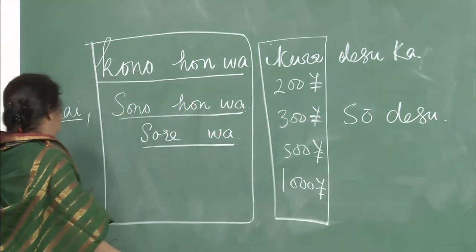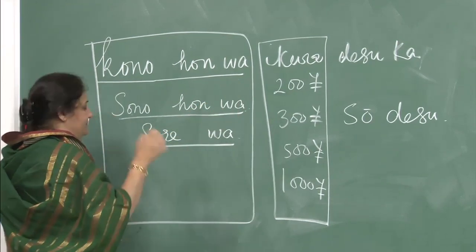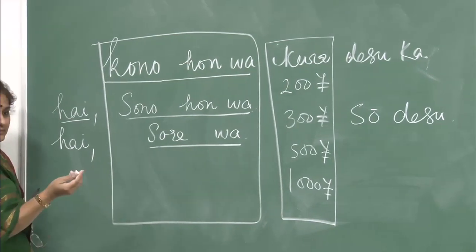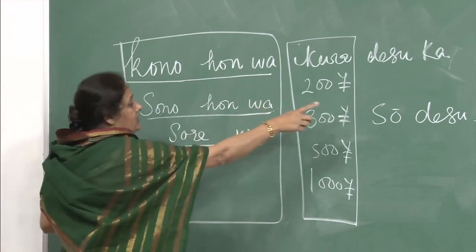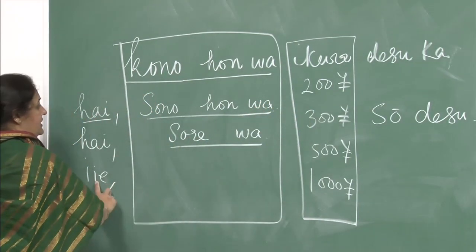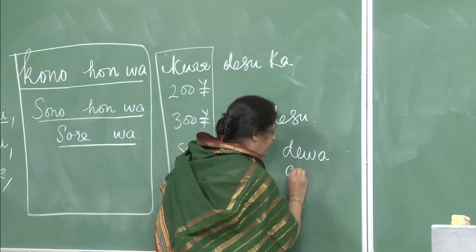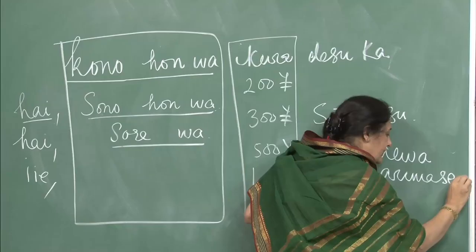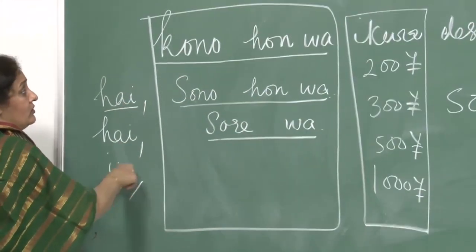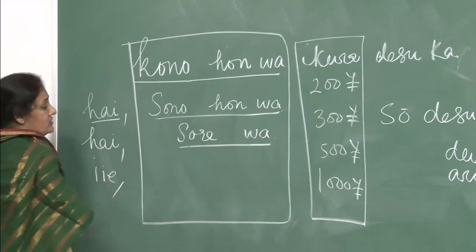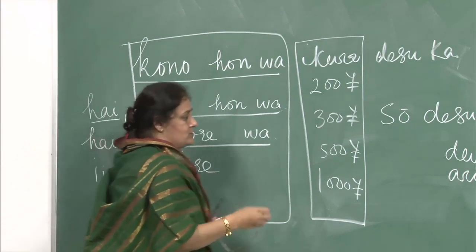Hai, so desu. Hai, sore wa 200 yen desu. Or if you want to say no, it is not so, then iie, sore wa 200 yen de wa arimasen. Or iie, sono hon wa 200 yen de wa arimasen. So you could answer in yes, and you could also answer in no. You could answer in kono, you could answer also in kore or sore. So you have so many options.